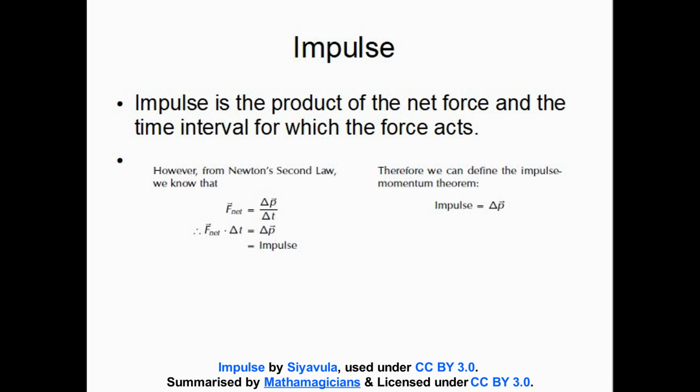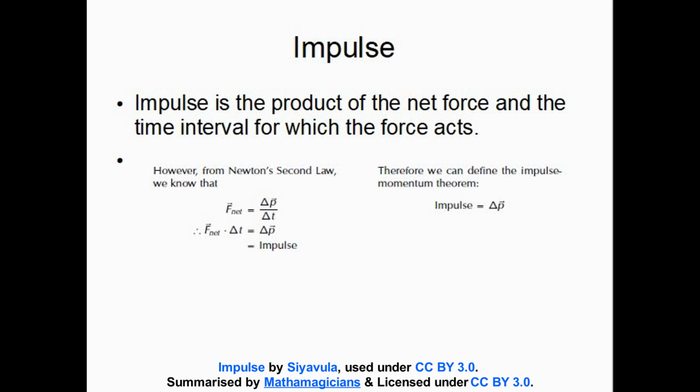So the formula for impulse, if we had to write it down, would be the product of the net force, F net, multiplied by delta t, and that is equal to our impulse. So that is impulse. However, from Newton's second law, what do we know? We know that F net is equal to the change in momentum over the change in time, delta p over delta t. We remember this from previous videos, that the net force is equal to the change of momentum over the change in time.